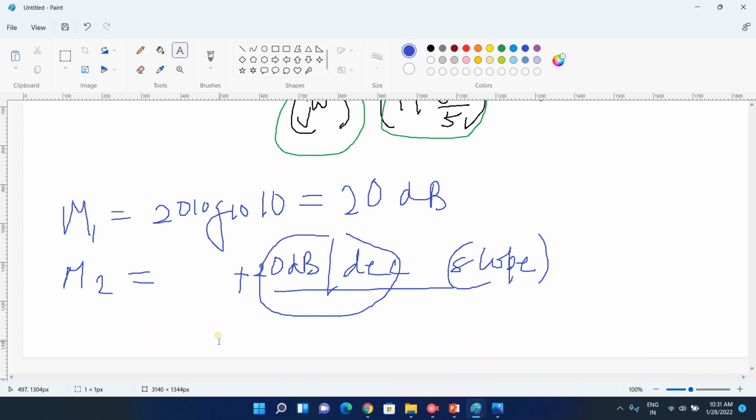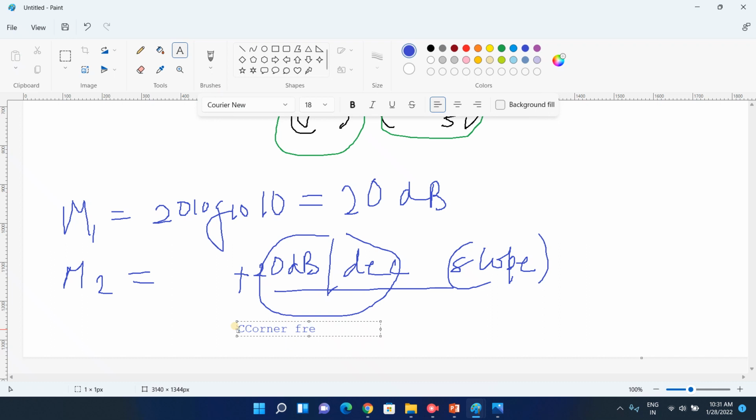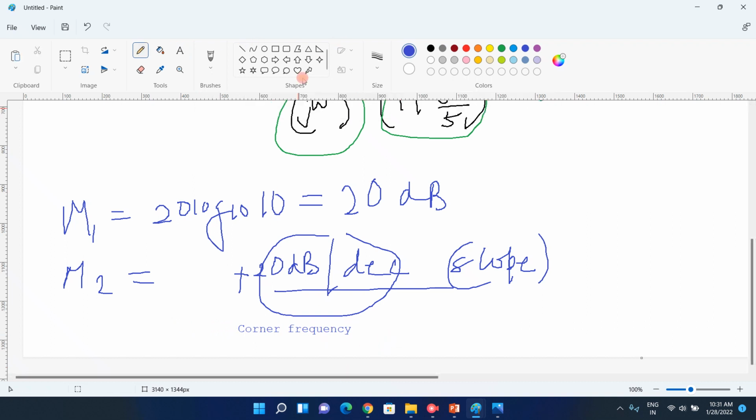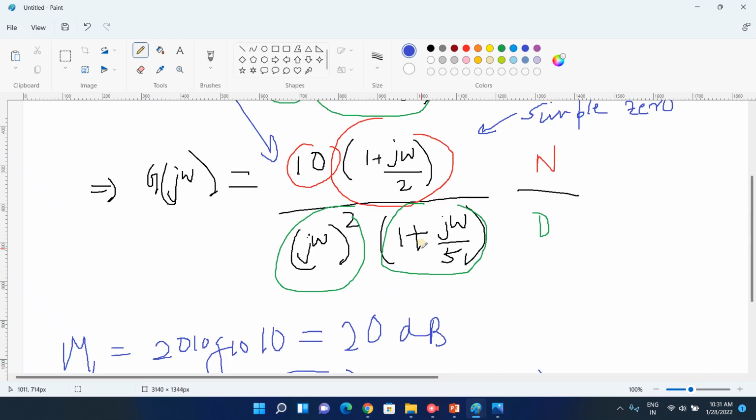What is that? After a certain frequency. That is called the corner frequency. Corner frequency is represented by this term. This is the last one I will discuss and I will end the class. Corner frequency. What is the corner frequency here? We will write corner frequency as omega. What does omega mean?